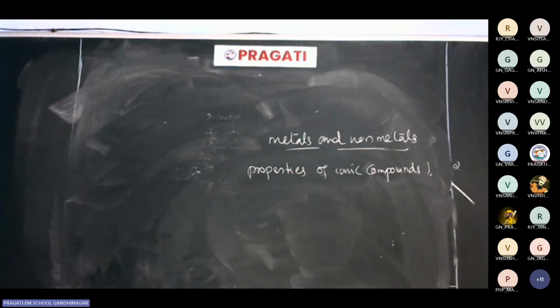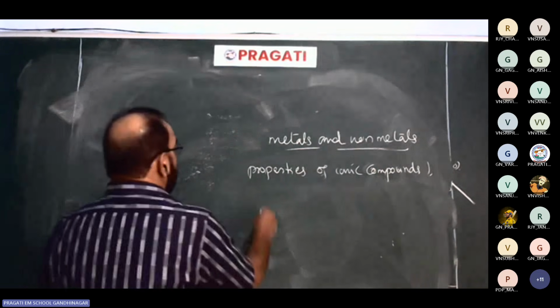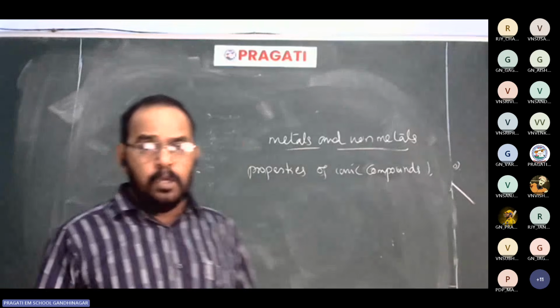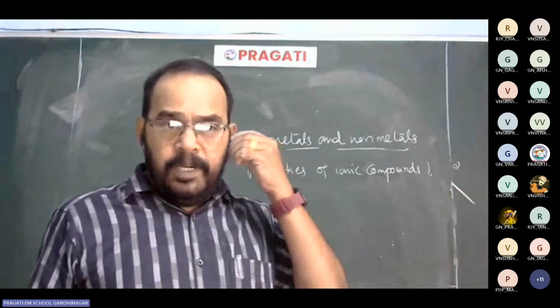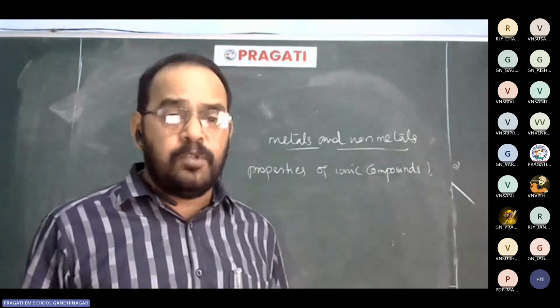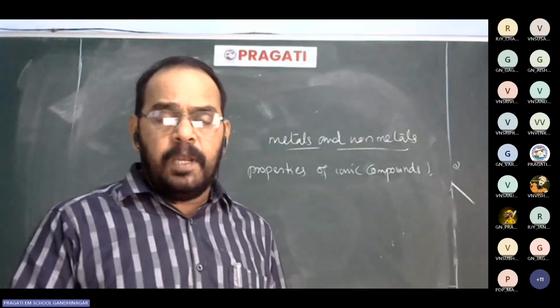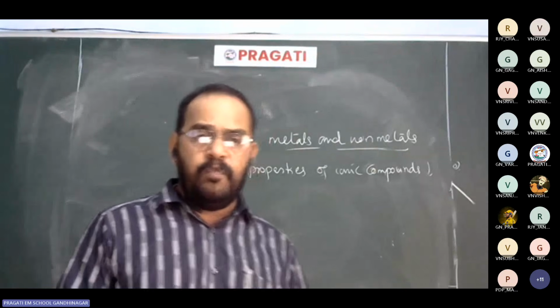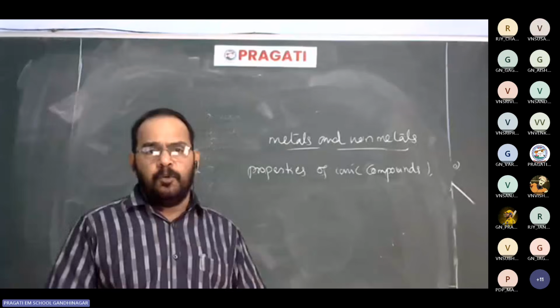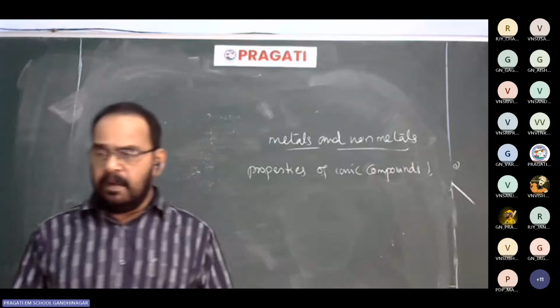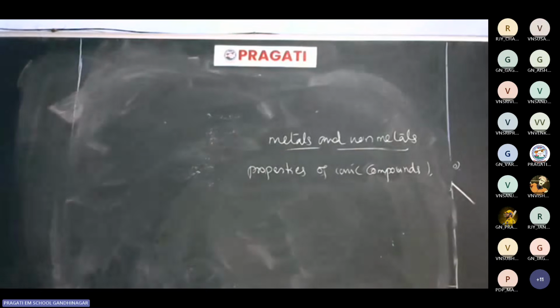So these properties, look at them. For ionic compound properties, they can ask you why they have high melting point and boiling point. Because an ionic bond is formed with a strong force of attraction, the electrostatic force of attraction. So it is not very easy to break this force of attraction. That is the reason they have high melting point and boiling point.